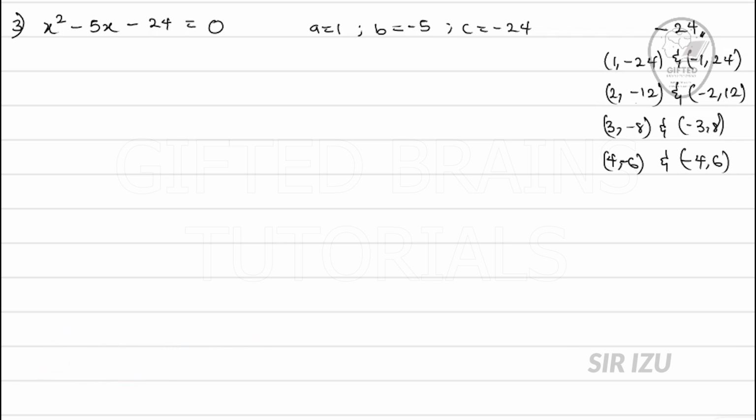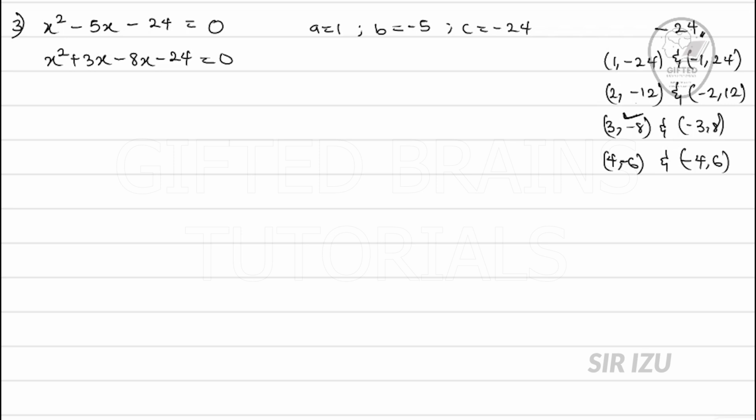Okay. And so we look for which of these terms, when added, will give us the minus 5, which is the b. And that's this term here. So 3 and minus 8. So we use that now to separate the middle term. So we have x squared plus 3x. Please don't just use 3 plus 3x. Then minus 8x, not minus 8 alone. Please take note. Equal to 0.